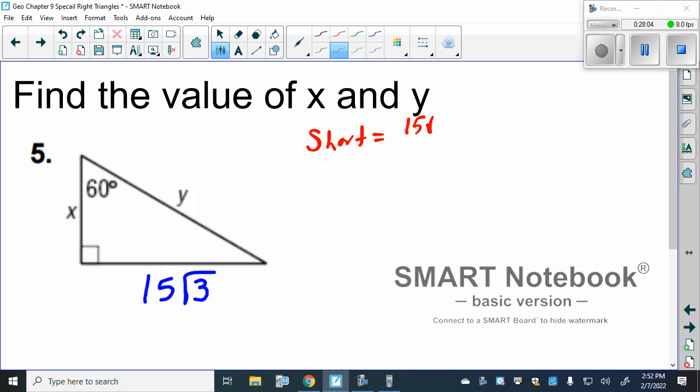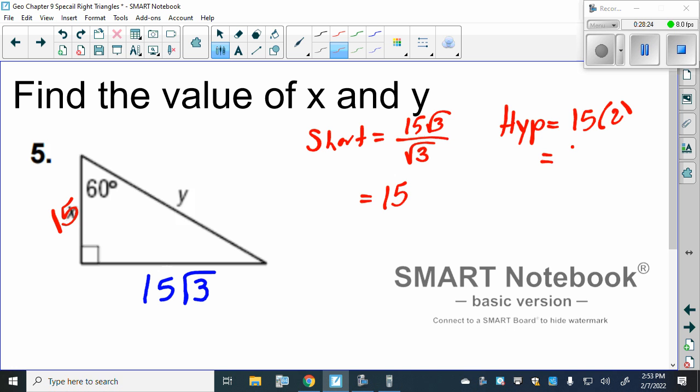So we divide 15 square root of 3 by the square root of 3. So the short side length for this here is 15. And 15 times 2 is?